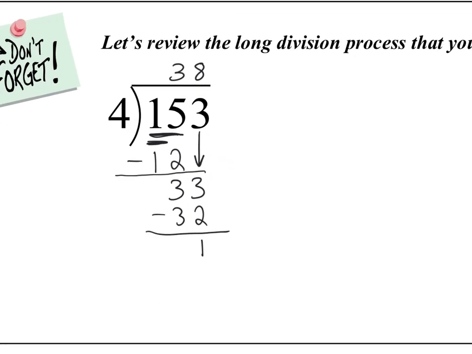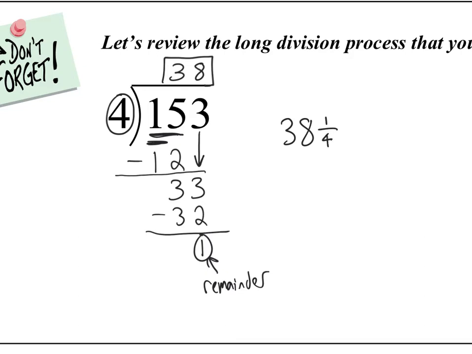So what happens now? This is kind of important for the long division process for polynomials. Our answer is what's up here, which is 38, but we have a remainder of 1. It's what's remaining, okay? The way we write the remainder is we take the remainder and divide by the divisor, which in this case was 4. So we're going to write 38 and 1/4. So 4 goes into 153 exactly 38 and 1/4 times, and that is going to be our answer.